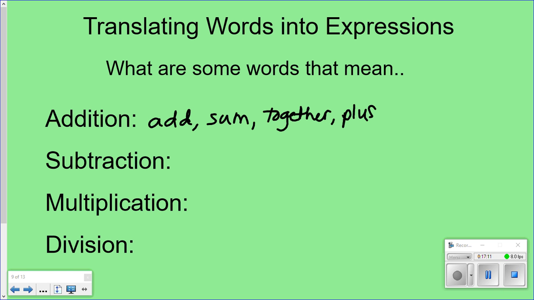What about subtract? What do you think means subtract? Okay. Left? I'll just say how much left. What's the answer to a subtraction problem called? Starts with a D. You're right. Good job, Henry. Difference.